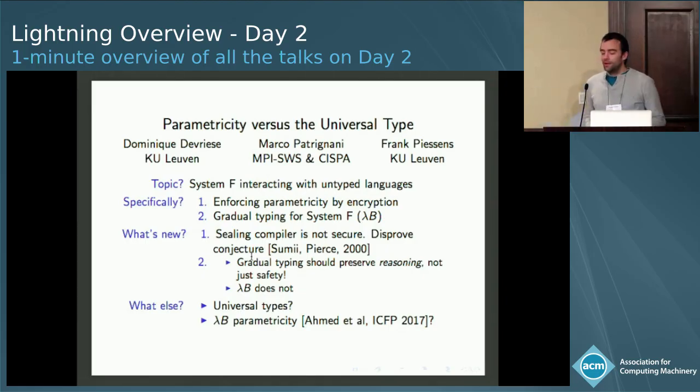Additionally, I will tell you what all of this has to do with something I call universal types, and what all of this means for the parametricity that has recently been proven for the polymorphic blame calculus.